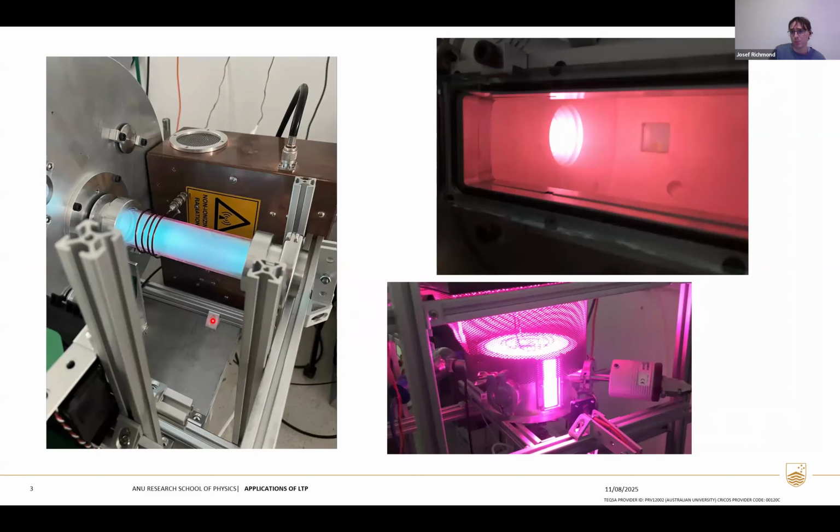Here are a couple of examples of plasmas that I work with in the lab, all radio frequency plasmas. As the name suggests, they're generated by exciting gases with radio waves. Here's a helium plasma, an oxygen plasma, and this is something that you might see in semiconductor manufacturing, a hydrogen argon plasma.